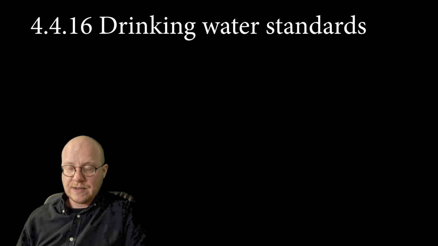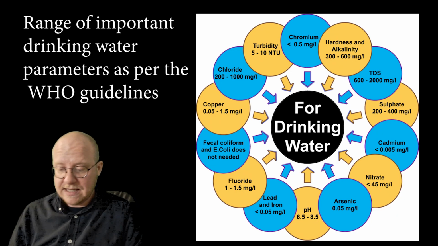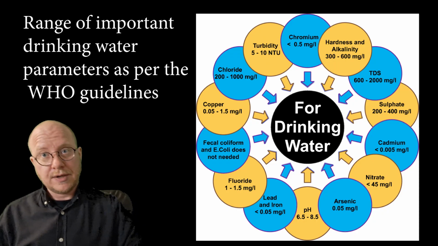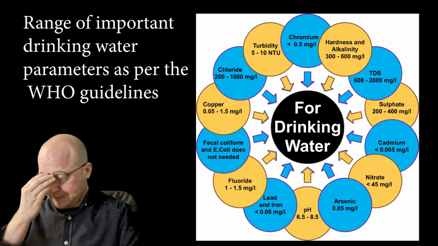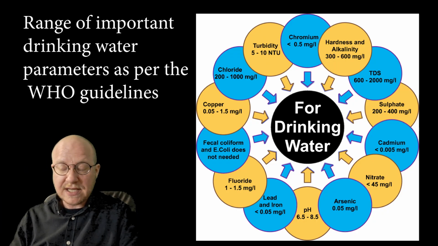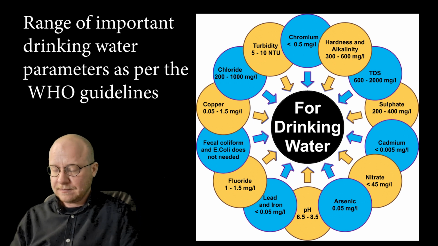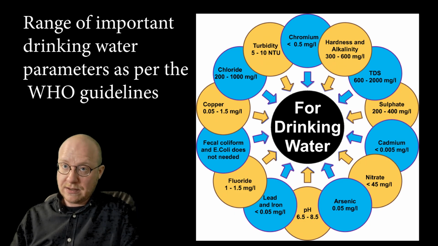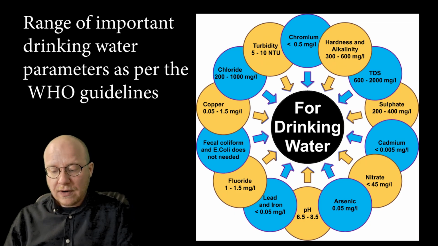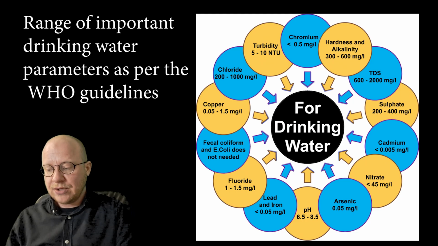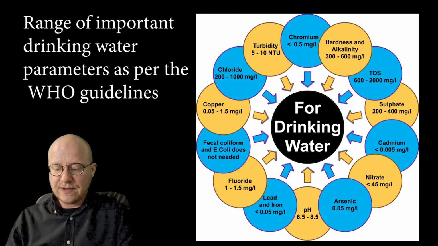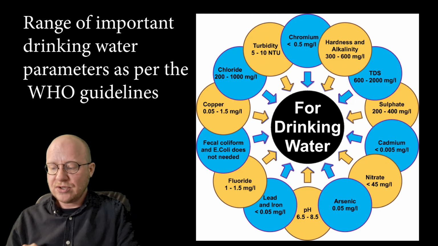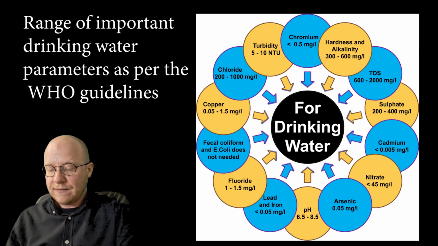4.4.16 Drinking Water Standards. There are no universally accepted national standards for drinking water. You might find that surprising. Drinking water guidelines have been suggested by the WHO, the World Health Organization, and local governments can set their own standards. However, where drinking water standards do occur, they are generally guidelines and targets for the levels of fluoride, lead, nitrates, and selenium. Very few have any legal enforcement apart from the European Drinking Water Directive and the Safe Drinking Water Act in the USA.